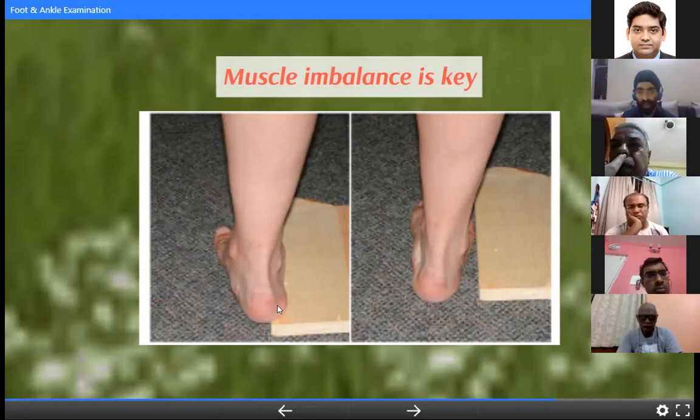Now there can be cavus feet in which the heel varus is the primary phenomenon, such as arthritis of the heel, of the subtalar joint, or any specific deformity of the subtalar joint, or in Charcot-Marie-Tooth disease.